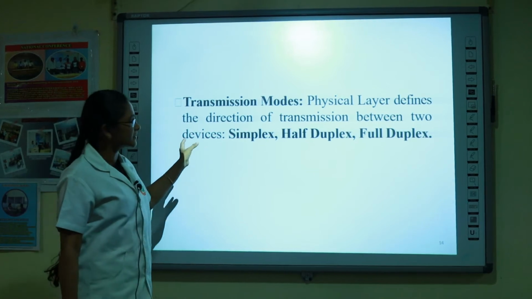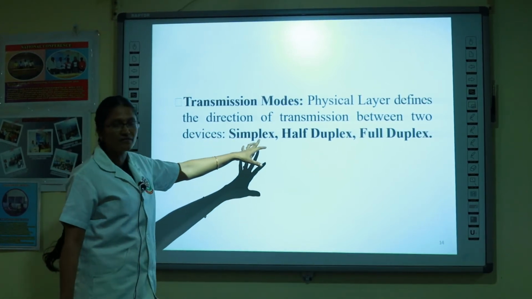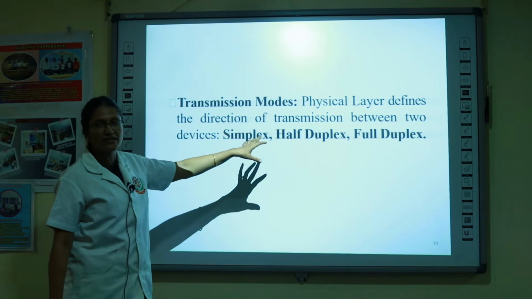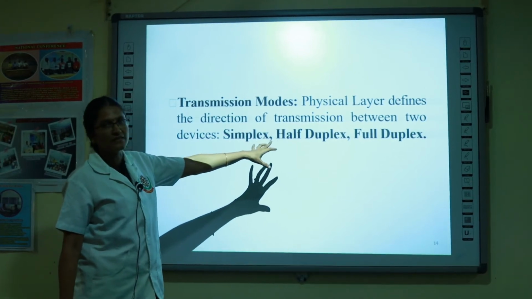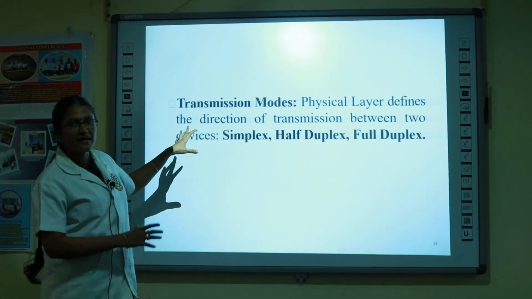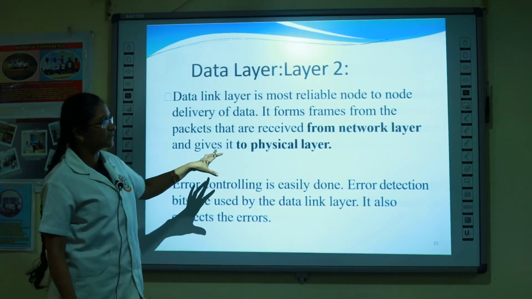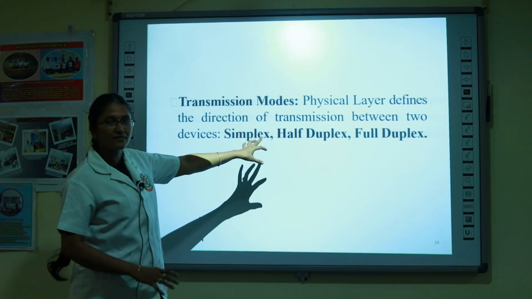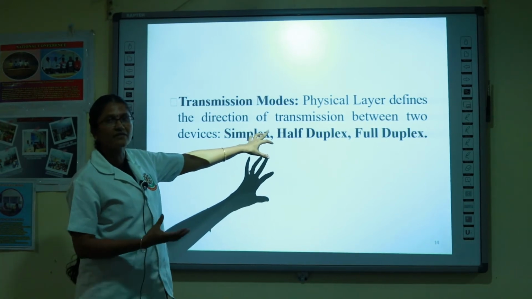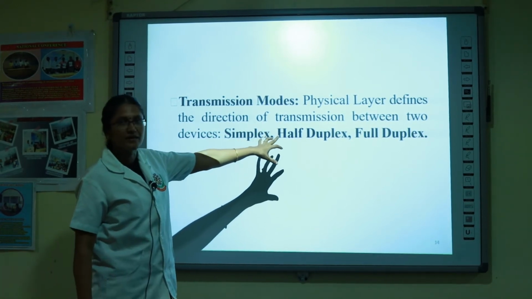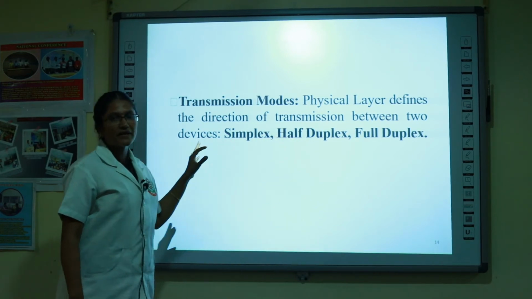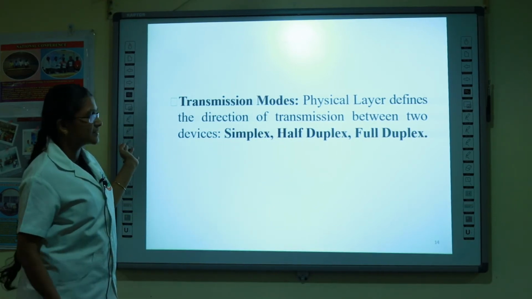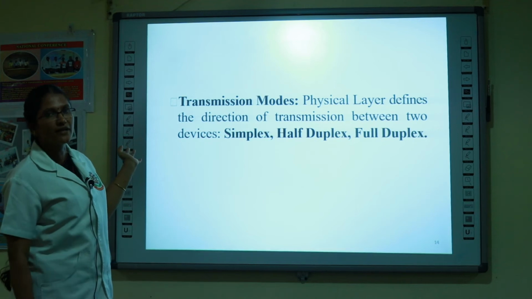The physical layer mainly deals with 3 types of communication: simplex, half duplex and full duplex communication. Simplex means the data flows unidirectionally. Half duplex means the sender transmits the data and the receiver receives the data, but not at the same time. Full duplex transmission means both sender and receiver transmit the data simultaneously.